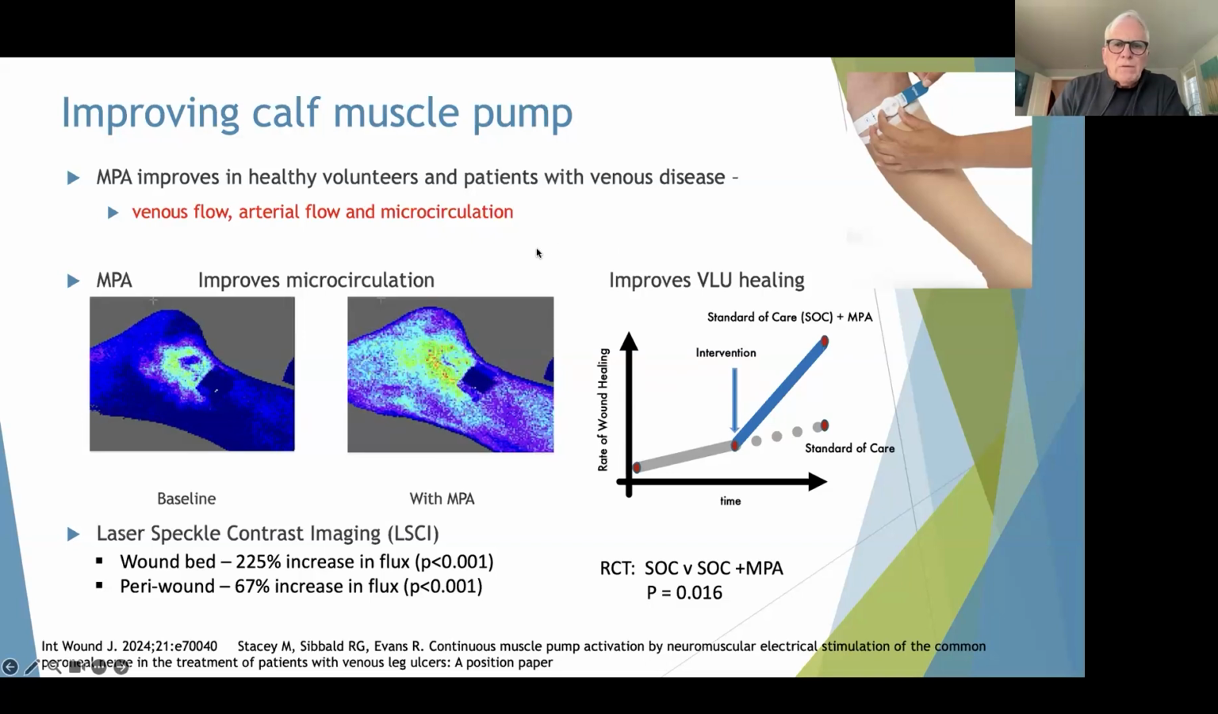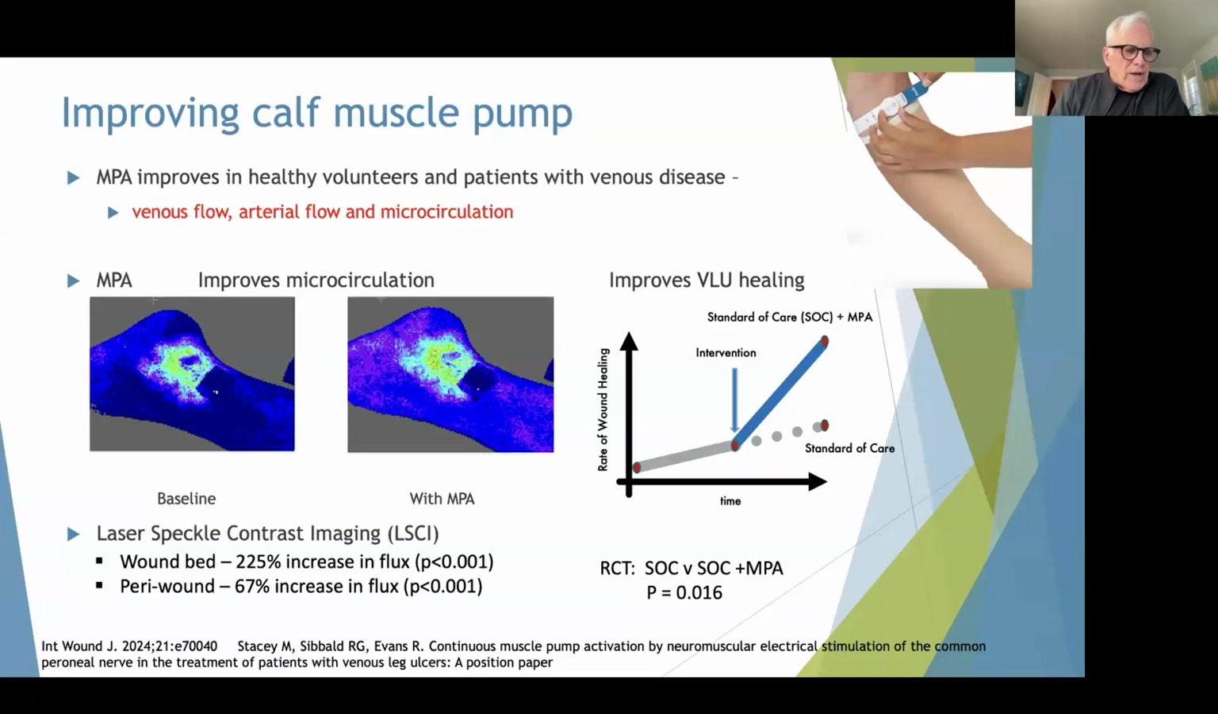So this is just repeating for you that slide that I showed before this. You can see the active pulsation here, what happens with the muscle pump activating device. This is the pulsation that happens with just the normal heartbeat. So you can see that significant improvement. And then this graph here shows you from an RCT that Keith Harding and his group performed, looking at the improvement in wound healing that occurs when you add muscle pump activation to standard compression.